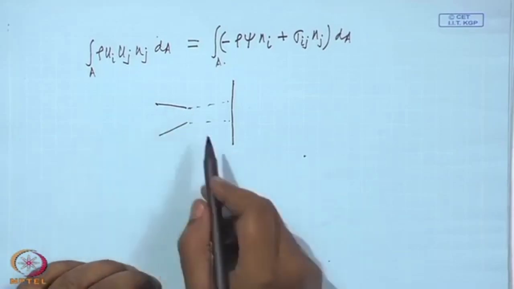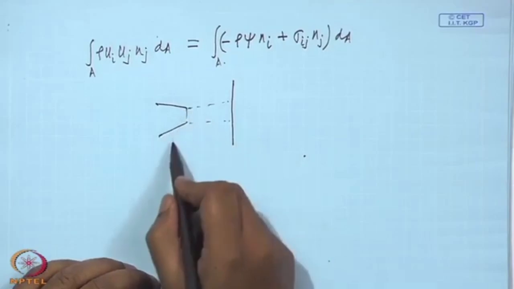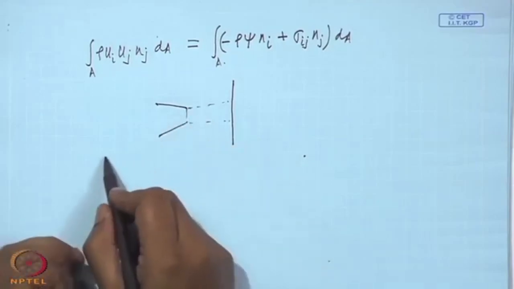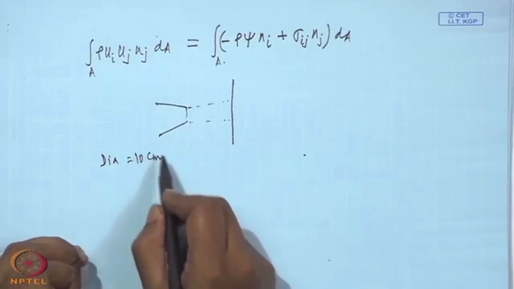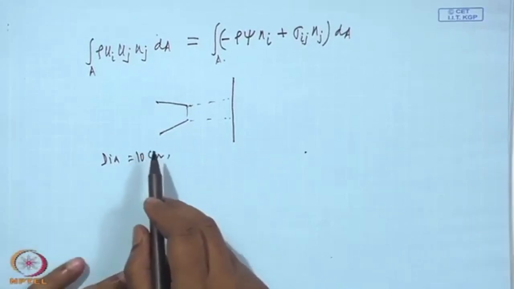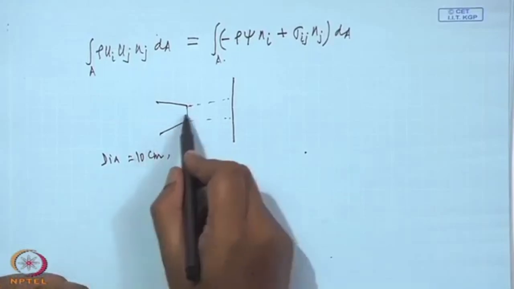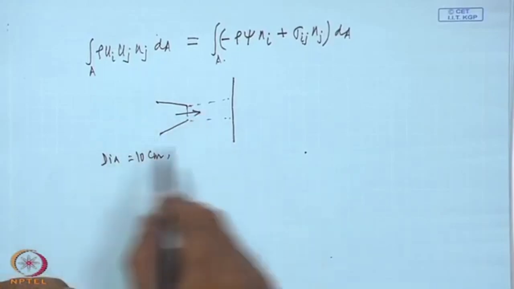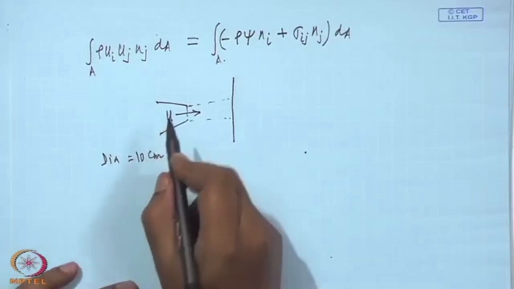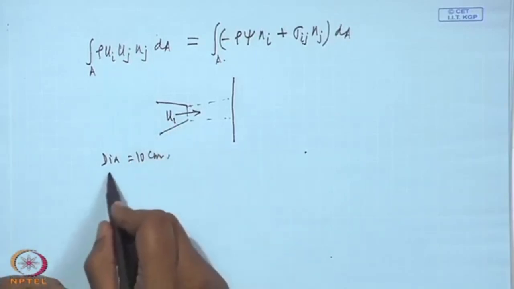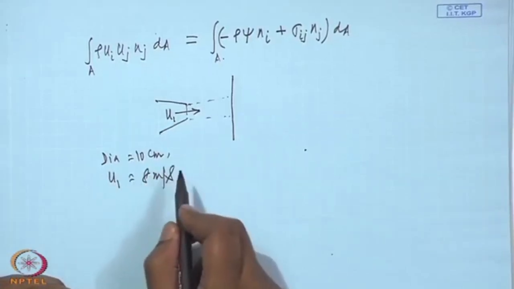Consider, say, the diameter is 10 centimeters. And the velocity here is just 8 meter per second. The velocity has only one component, the x component, we will call it, say, u 1, 8 meter per second.